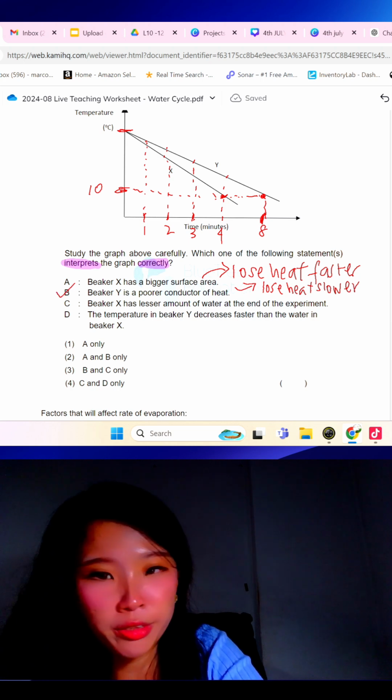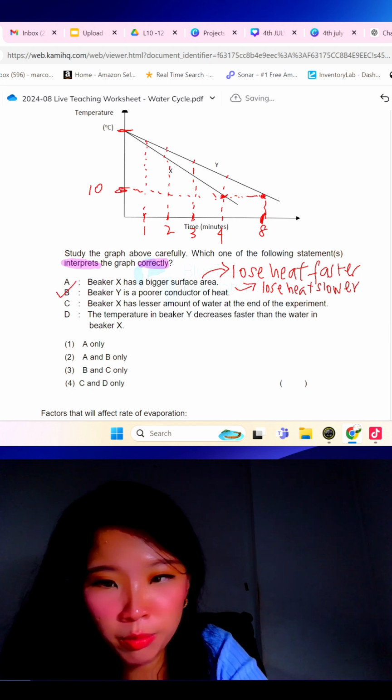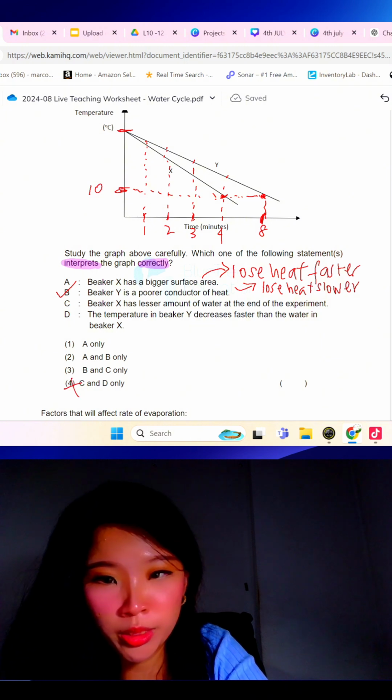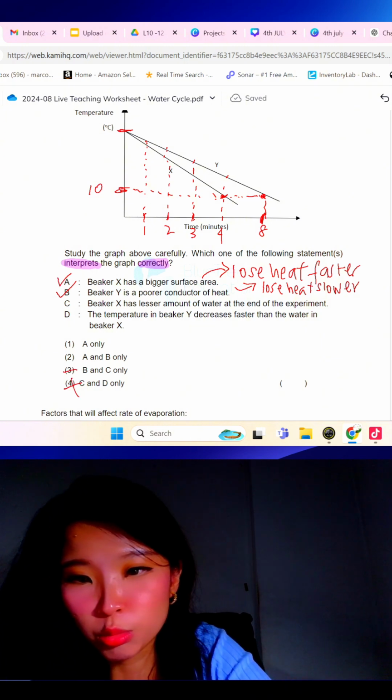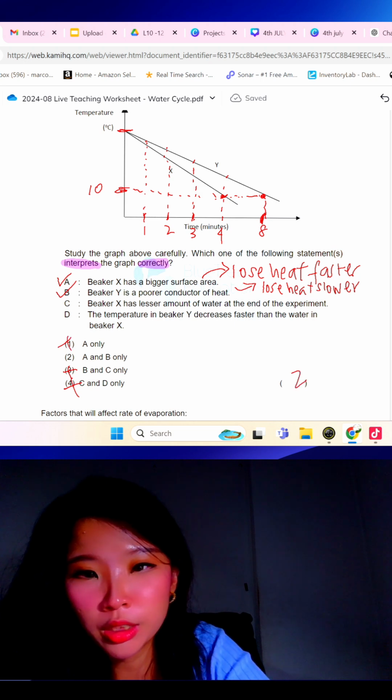So B is confirmed correct. So anything B is confirmed correct. So this one correct. Answer is 2. Yeah, just 2. Simple. This one is not right.